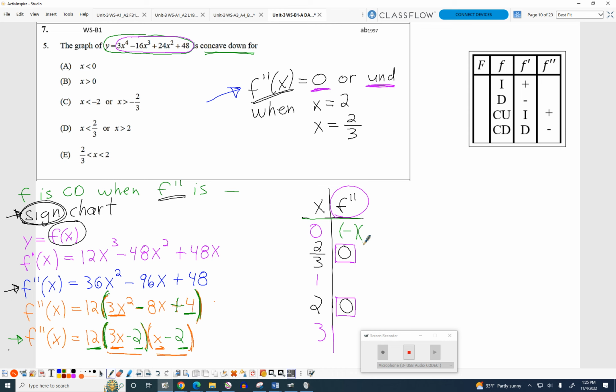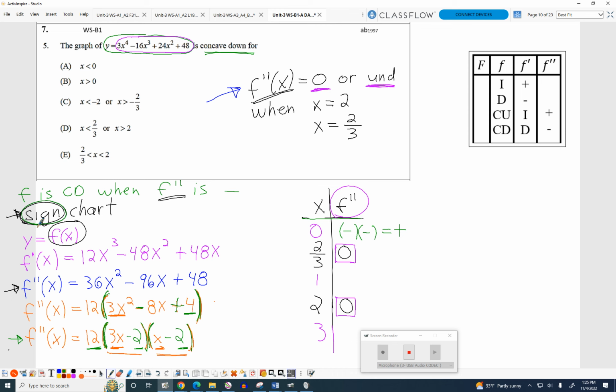Then Lucy, if I plug in a 0 into this factor, what do I get? Negative. Negative again. So 12 times negative, Lucy, is what? Positive. In a sign chart, we don't care about the number. 2 points for Lucy. Just the sign. Question?